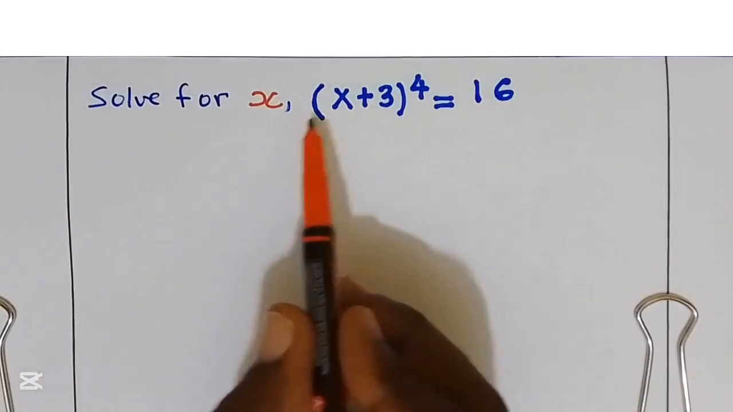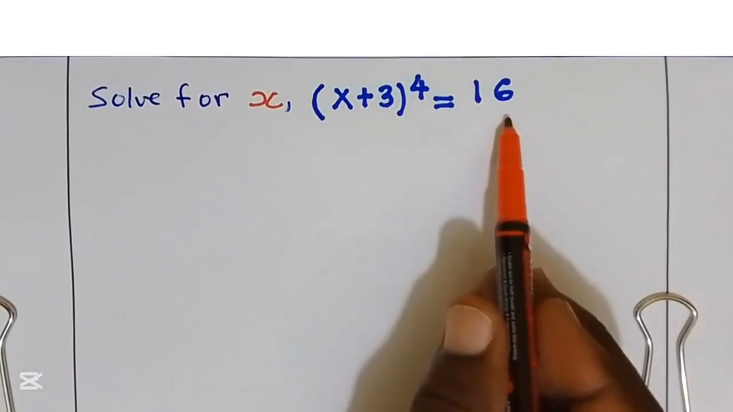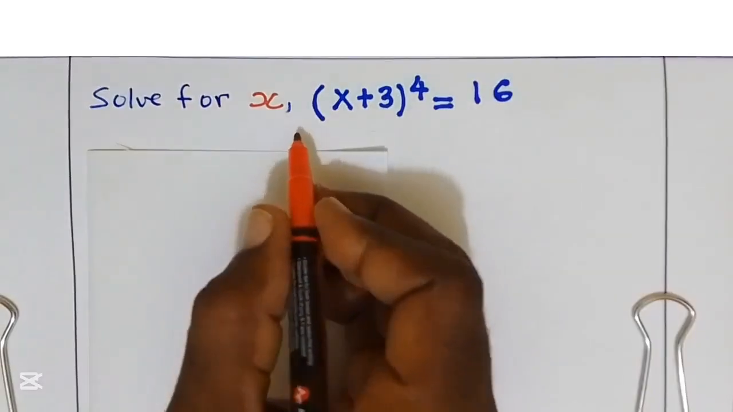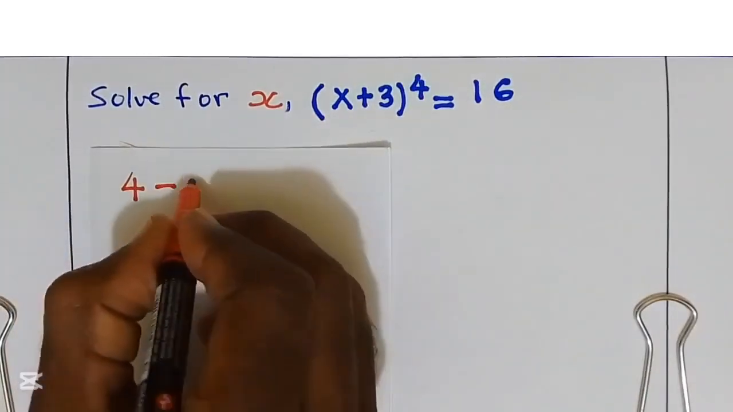They have given to us in the bracket (x + 3)^4 is equal to 16. Since this polynomial has a highest power of 4, it has 4 roots.